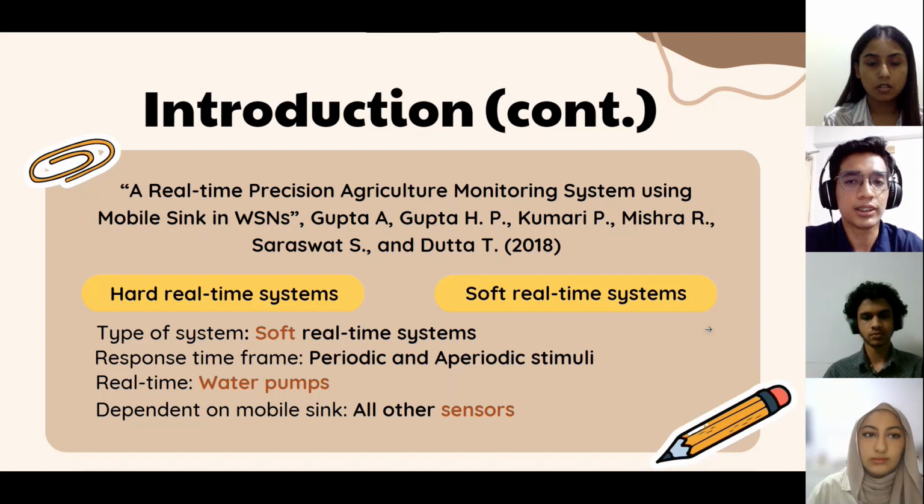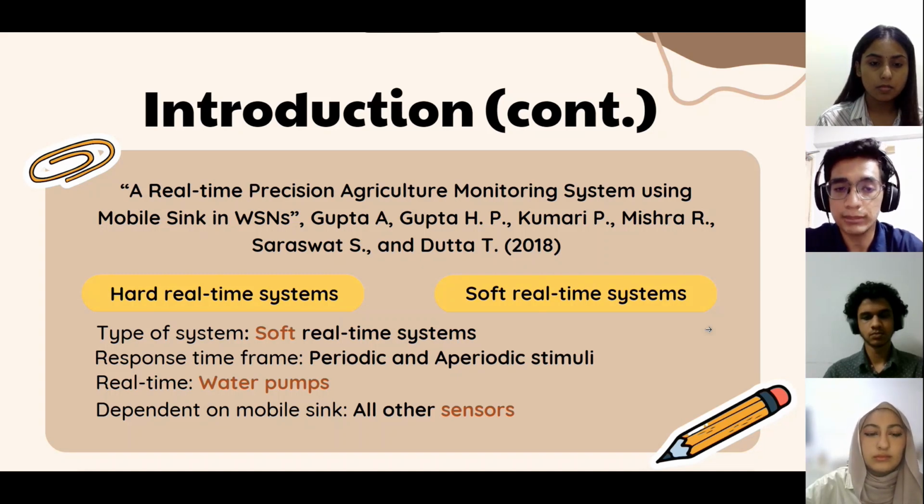attributes that you would normally want to see in an agricultural field, like let's say humidity, moisture, sun, etc. With regards to the particular paper or project that we studied, the type of system is going to be a soft real-time system, because even if the sensors were late by a few seconds or a few minutes, it will not cause a catastrophic failure for the system. So that's why we would like to categorize this particular paper as a soft real-time system.